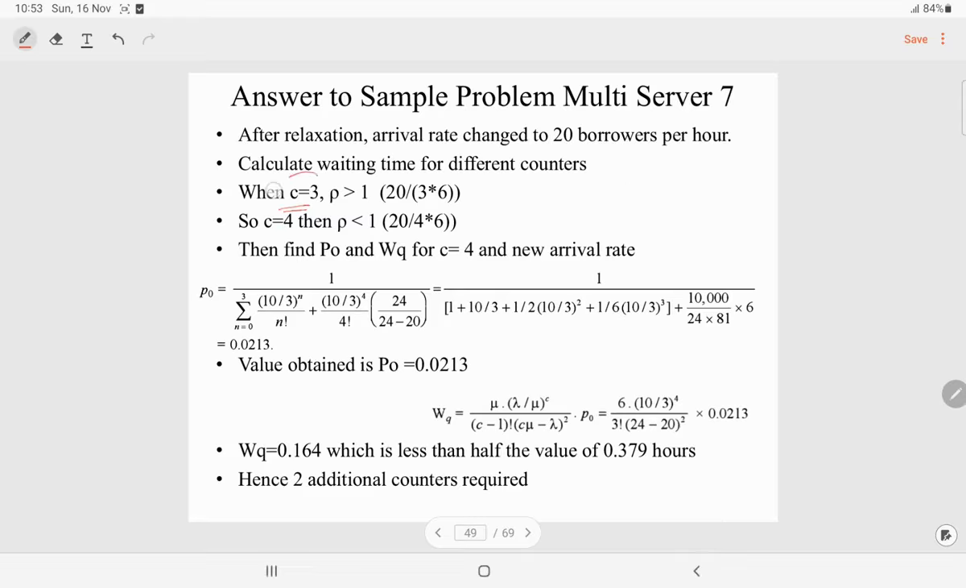Substituting 3, the problem is that lambda becomes 20, since it is said to be doubled. So lambda is equal to 20. So 20 divided by 3 into 6 is equal to 20 by 18, which is actually greater than 1. So if we take C equal to 3 the system will explode, so there is no need to calculate there. Therefore we'll start with C is equal to 4.